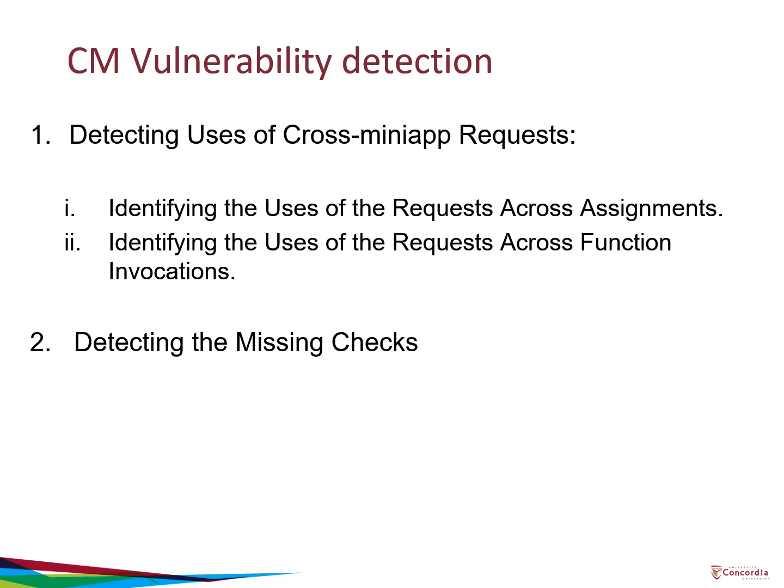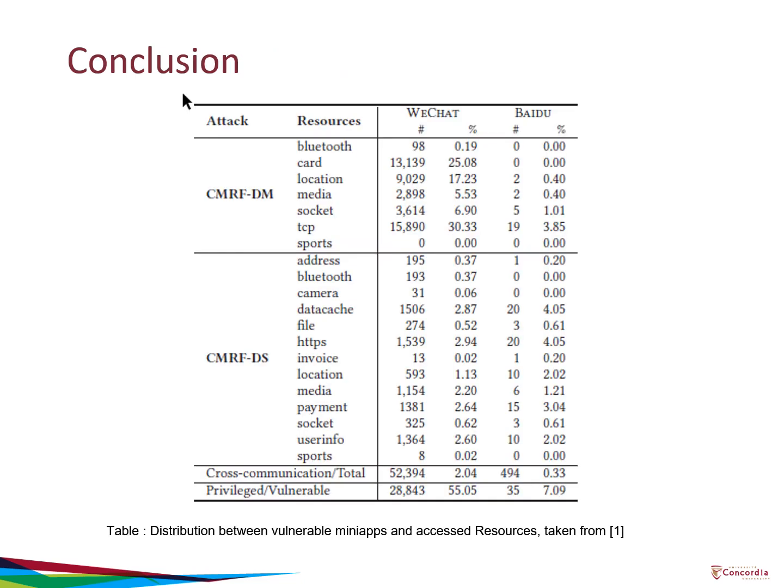So for a specific Miniapp, as long as we have confirmed one path that involves the use of a request without checks, we conclude that the Miniapp is vulnerable to cross-Miniapp request forgery attacks. The conclusion: the authors have presented a novel cross-Miniapp request forgery attack, which is caused by the missing checks of the sender's Miniapp ID in a receiver's Miniapp.